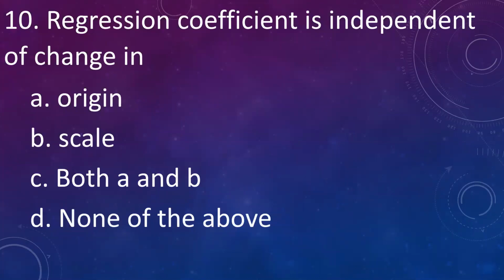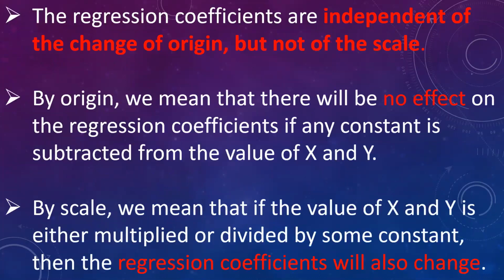Then regression coefficient is independent of change in A. Origin, B. Scale, C. Both A and B, D. None of the above. Answer is origin. Regression coefficient is independent in change of origin, but not in the scale. Origin means when we subtract or add any number to the values of x and y, there will be no effect on the regression coefficient. But if we multiply or divide by any constant, then regression coefficients will change. So regression coefficients are independent of change in origin, but not that of scale.